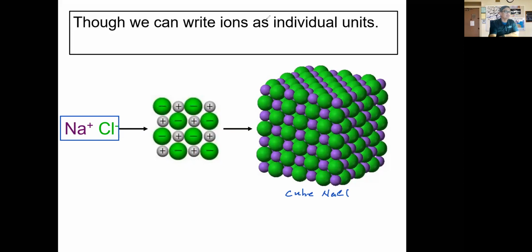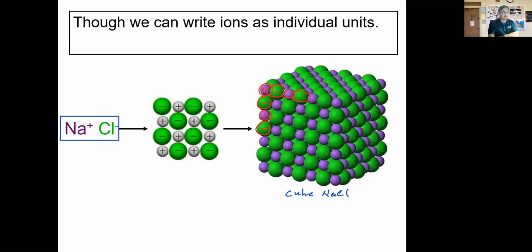But if you look at the microscopic view, what you're going to see is sodium ions and chloride ions interacting with one another. And if you notice in this three-dimensional network, we have an alternating pattern along the x-axis, the y-axis, and the z-axis, because this is a three-dimensional structure: sodium ion, chloride ion, sodium ion, chloride ion.